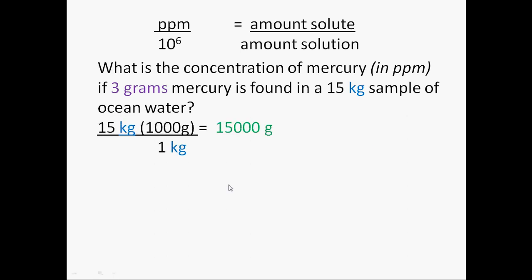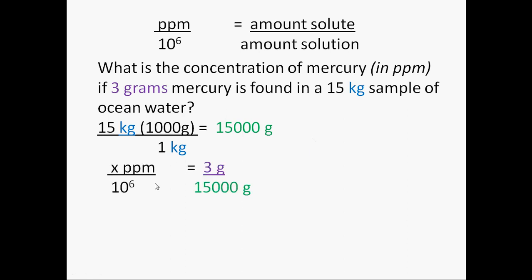Okay. So 15 kilograms, I convert that over, kilograms on the bottom, grams on the top. 1,000 grams is equal to 1 kilogram. Multiply it through. So I've got 15,000 grams of ocean water. Now all of my units match up, grams over grams. I'm ready to plug and check.